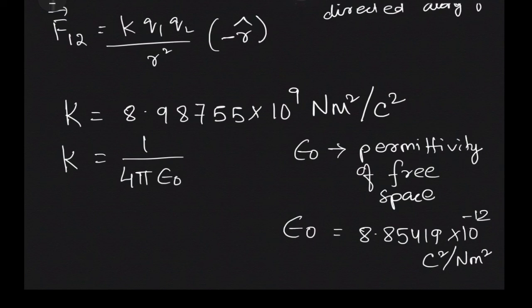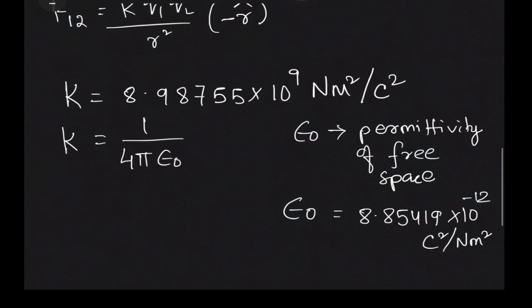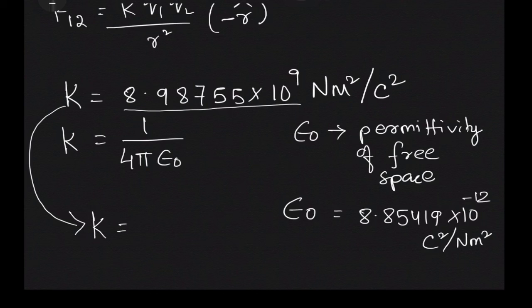Okay, very often when we do numericals on Coulomb's law, the value of this K, instead of 8.98755 into 10 to the power of 9, is taken as 9 into 10 to the power of 9 Newton meter square per Coulomb square.